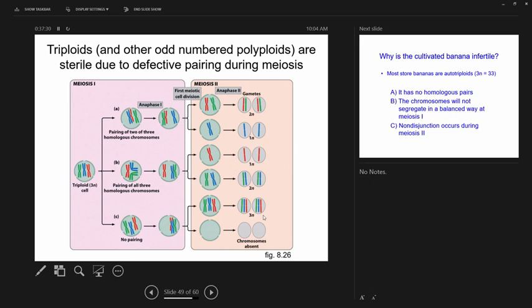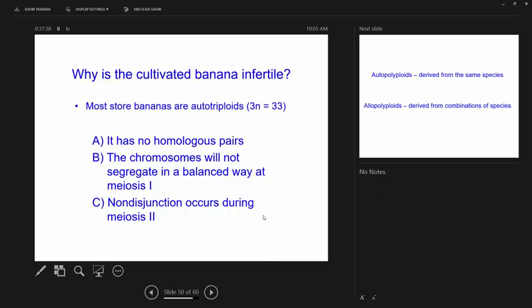And then you get 1N or N from each of the chromosomes as a gamete, and those fail to develop, right? So many of you make use of this every time you go to the grocery store. In addition to the bananas listed here, most of the seedless organisms that you get at the grocery store, so grapes and watermelons and so forth, are going to be triploid.